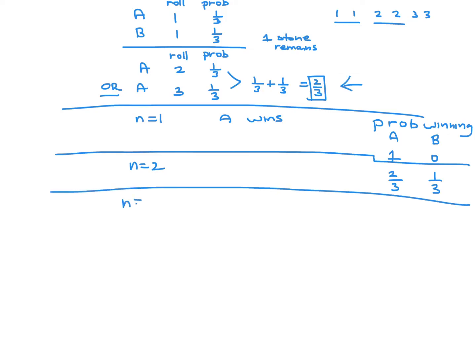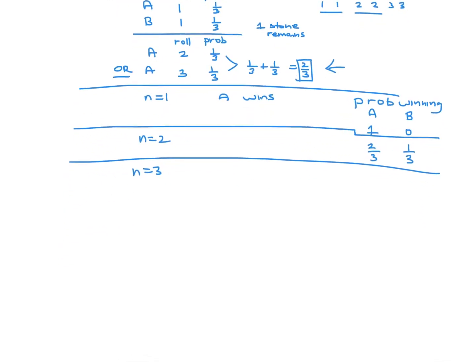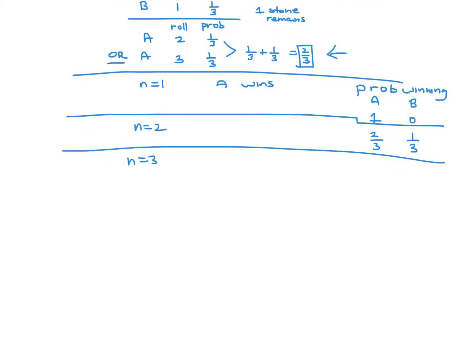So then we just keep going here, n equals 3. And what is the hope? What are we trying to get here? What is the smallest value of n for which Bob is more likely to win than Alice? So we want to get an n for which Bob's probability is greater. Okay, so far Bob is less than Alice in terms of probability, right? Because 0 is less than 1. This is also less, because 1/3 is less than 2/3. So we want a scenario where Bob's probability is greater. Okay, I got it.